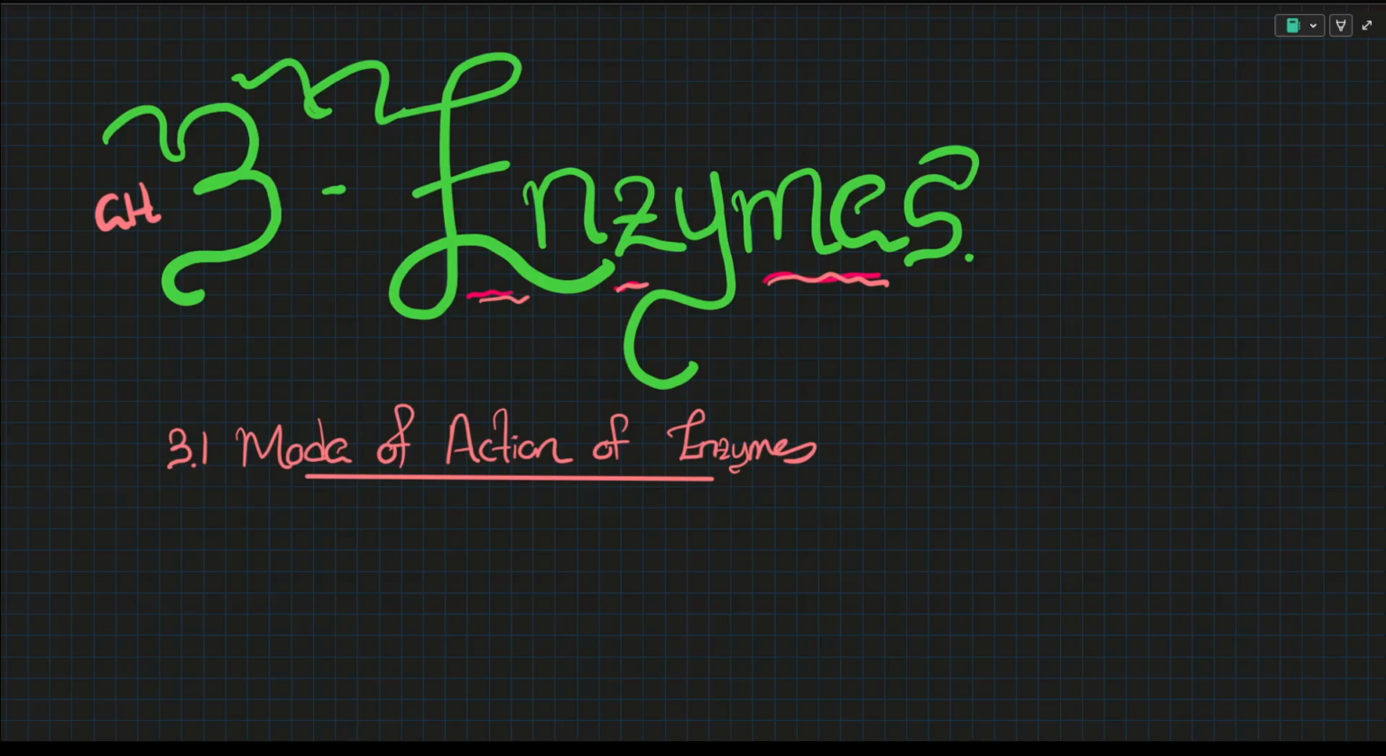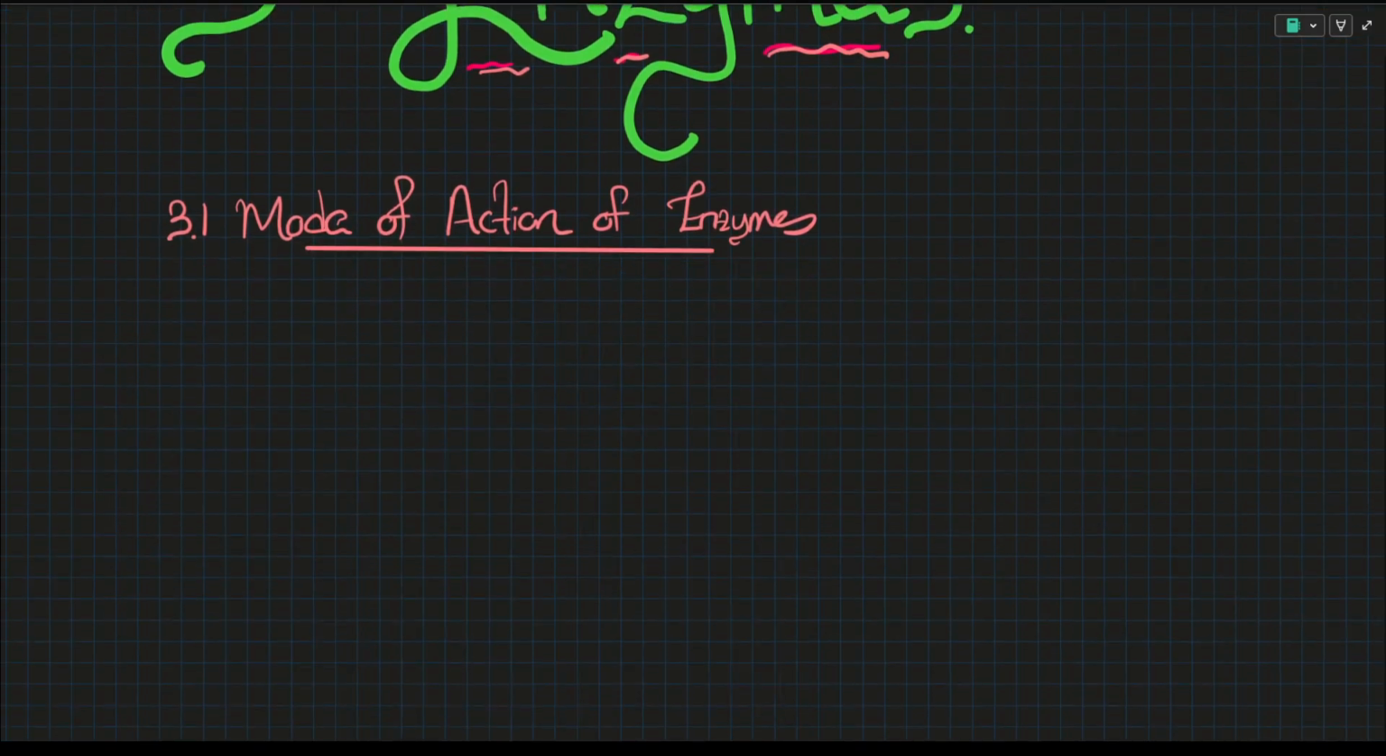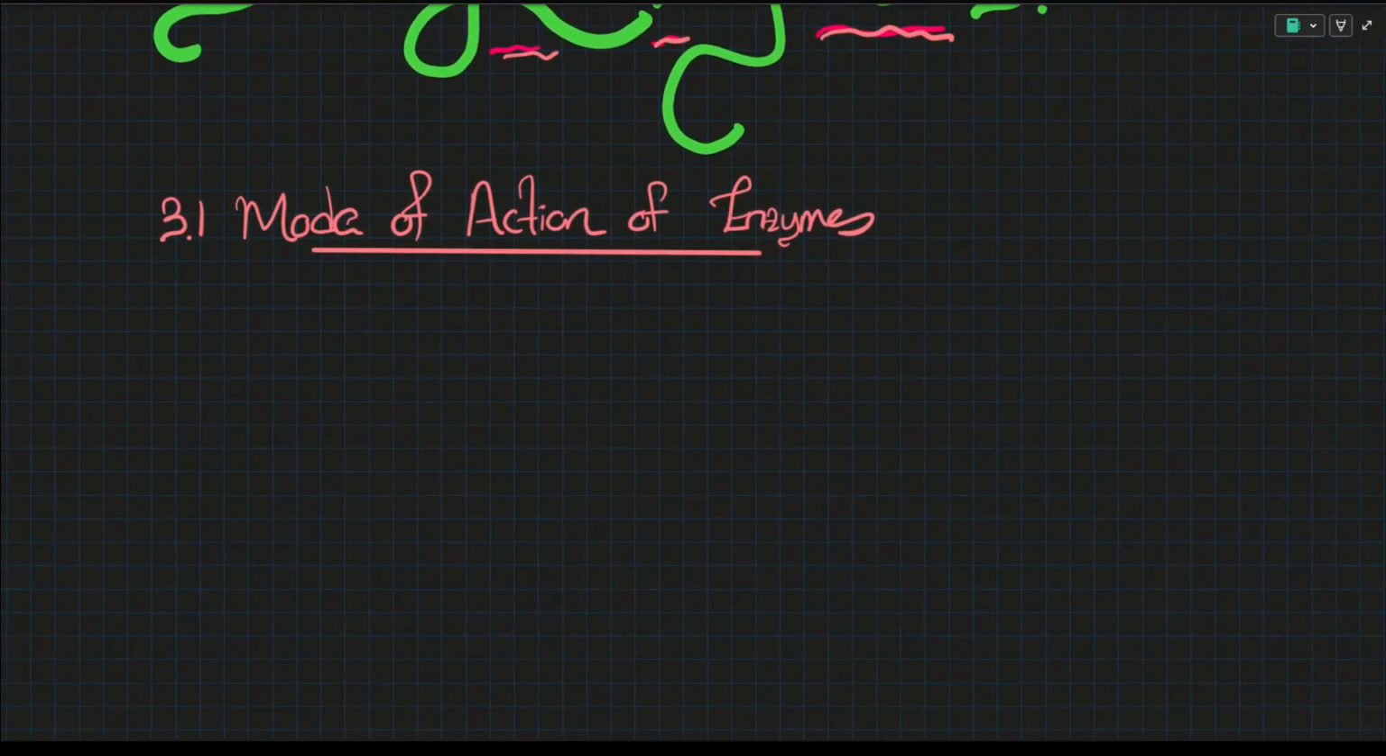Chapter 3 is all about enzymes, a biological catalyst. We will start off with 3.1, the mode of action of enzymes. First of all, I'm going to start off by giving you a formal definition for enzymes. So if a question asks you define, describe or outline what an enzyme is, this will be your formal definition.